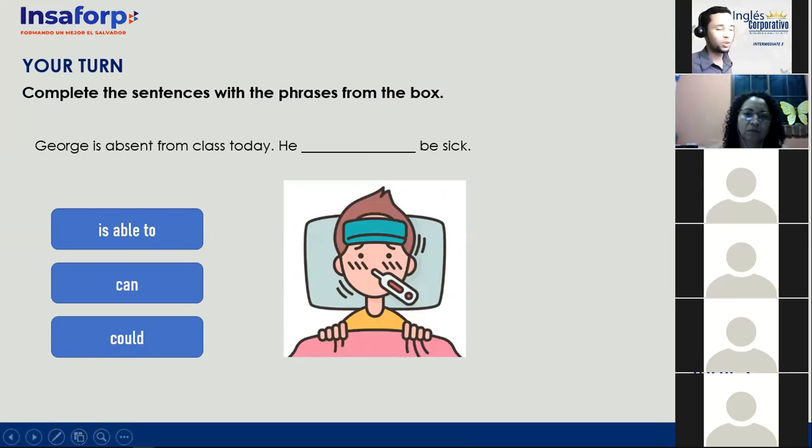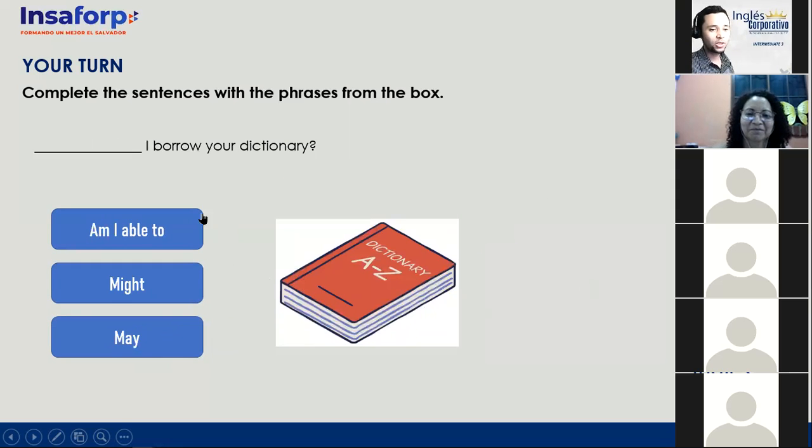What about the next one? George is absent from class today. He is able to be sick, can be sick, or could be sick. Could. Let's see. That is correct. He could be sick. It's possible that he's sick.